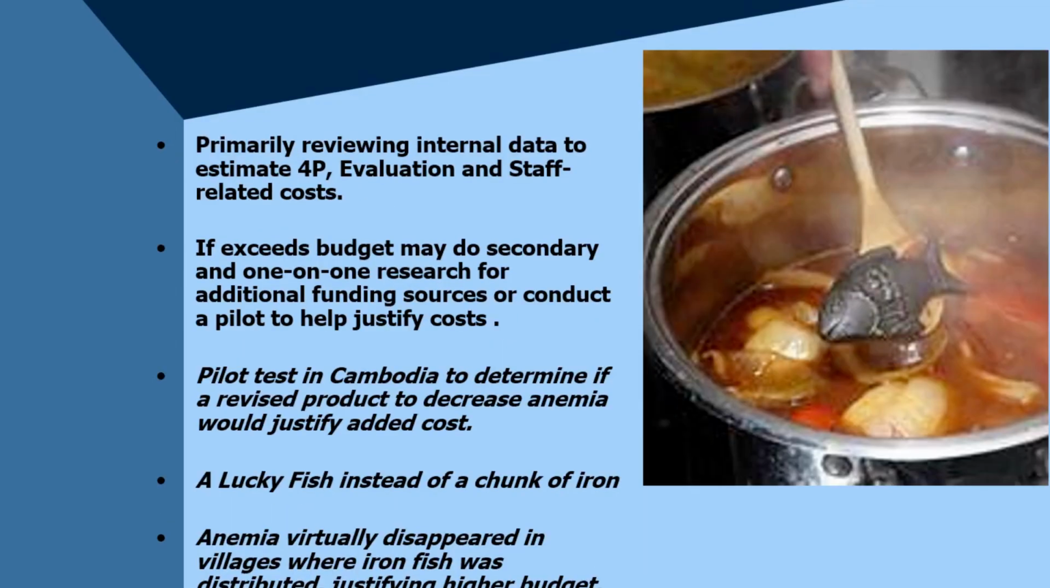Research to create a budget plan primarily includes reviewing internal data to estimate the 4 Ps, evaluation, and staff-related costs to your plan. If it exceeds the budget, you may do secondary and one-on-one research for additional funding sources or conduct a pilot to help justify costs, such as in the following: one pilot test in Cambodia to determine if a revised product to decrease anemia would justify the added cost. They tried a lucky iron fish instead of a chunk of iron, and anemia virtually disappeared in villages where the iron fish was distributed, justifying the higher budget.